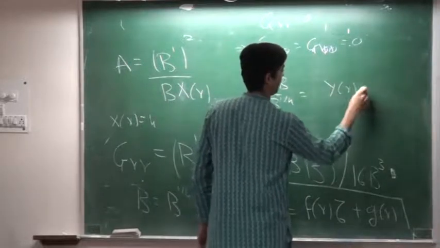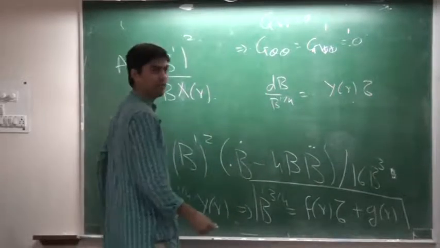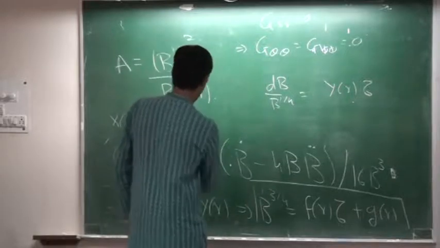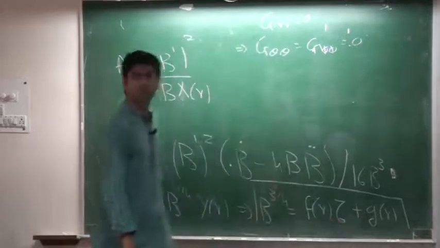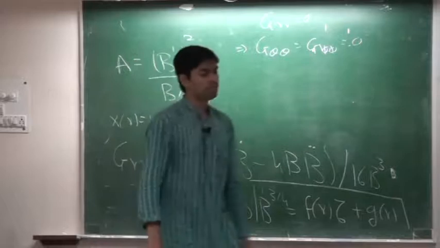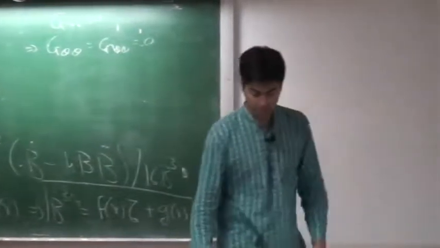Y of r. I couldn't see the dot on the left hand side. Yes, and then you integrate this, then you get B to the 3 by 4 is this. This F is probably related to this Y by some factor of 3 by 4. Is that it? Here? Very good. So now we work out what g tau tau is. Tau tau has the following form.